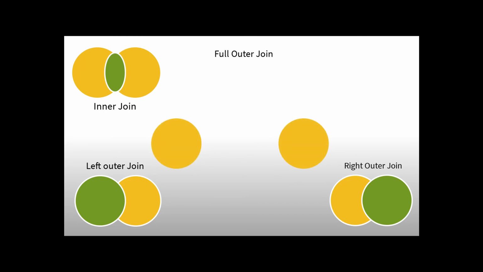In case of full outer join, it is going to derive the data from both the tables. All the records from both the tables will be derived in case of full outer join. So these are four types of joins in SQL. Be ready for the examples in the next video.